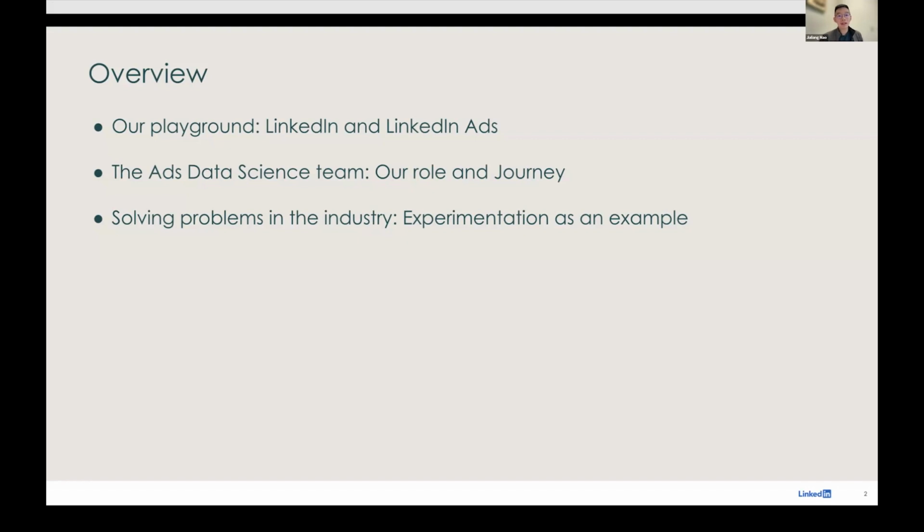the industry. Then, if we do have time, I will give you 1 or 2 examples of solving real problems in the industry. I will use experimentation as an example because that's probably one of the most commonly discussed topics in the academic setting when people talk about applying statistics in the tech industry. I will describe how that problem is different from what we see in the academic angle. And given time, I will provide a few examples.